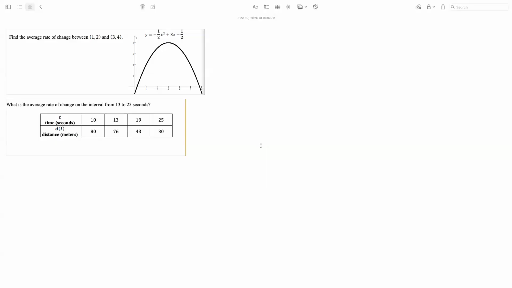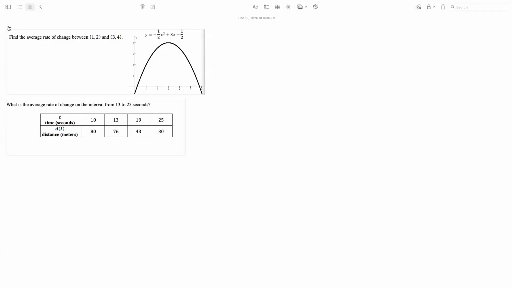Okay, if they give you 2 different points, it's going to be very easy. Now I have given you 2 different points, right? It's very easy to find out because it's (x1, y1), (x2, y2): y2 minus y1 divided by x2 minus x1. The same thing applies to a graph or a table.